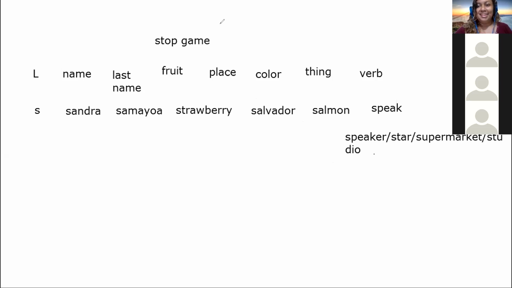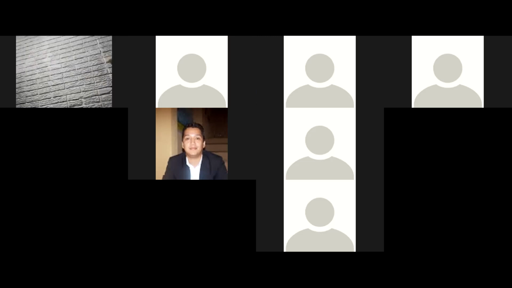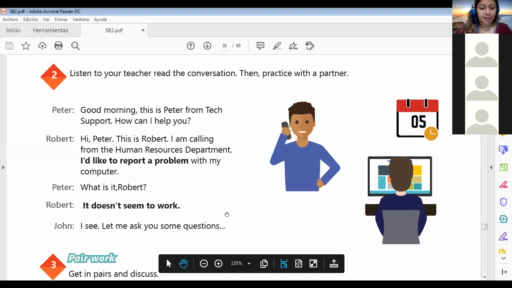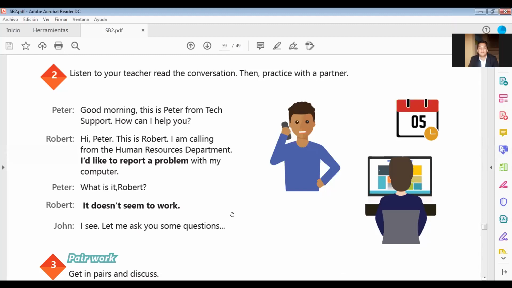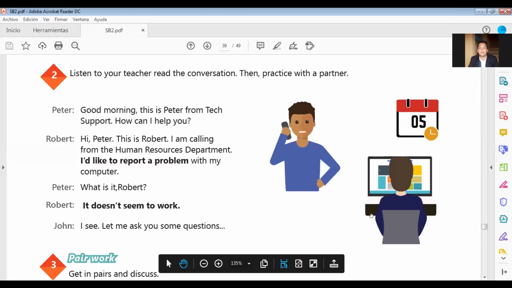Very good. Okay. Now, let's get down to business. All right. Just give me a moment. And here we go. We're going to check two conversation models. And we're going to deduce what's going on. Okay. So we're going to have Peter and Robert. Peter is going to be Carlos Eduardo and Robert is going to be Genaro. Okay, 3, 2, 1, action.